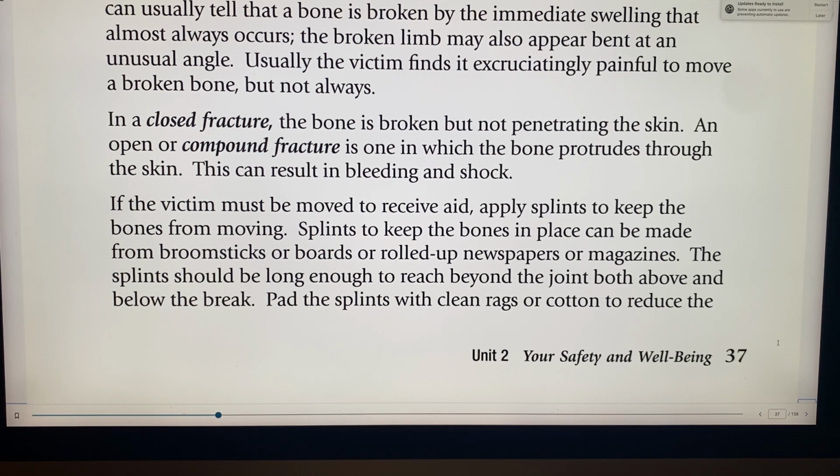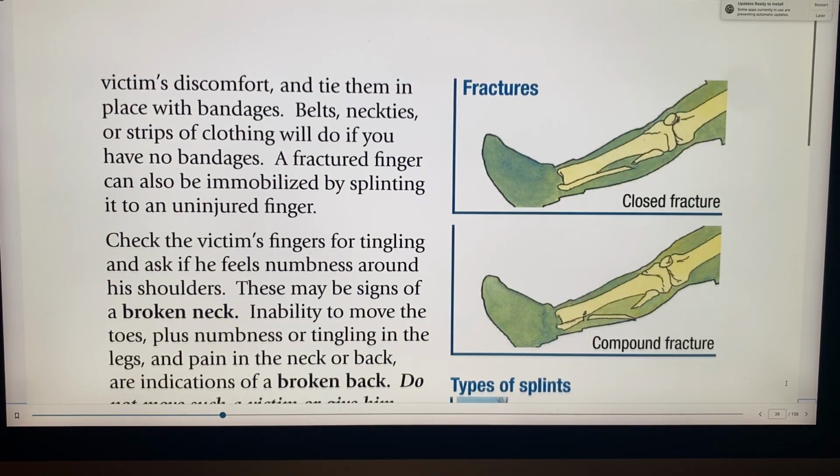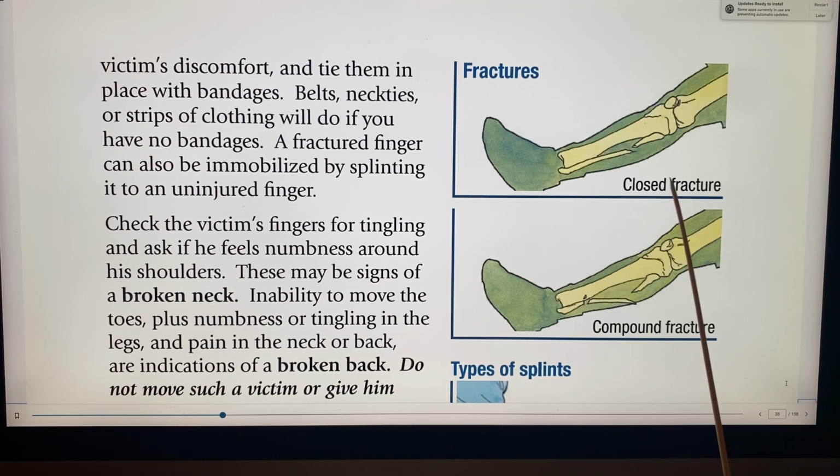And you're going to want to reach beyond the joint so that the joint doesn't move, so that it's very secure. And you're going to pad the splints so they don't rub against the skin. That's important. Maybe they have one here. Oh, here's the fractures here. You see, this is a closed fracture here, of course, and here's a compound where the broken bone came through the skin. So those are fractures.